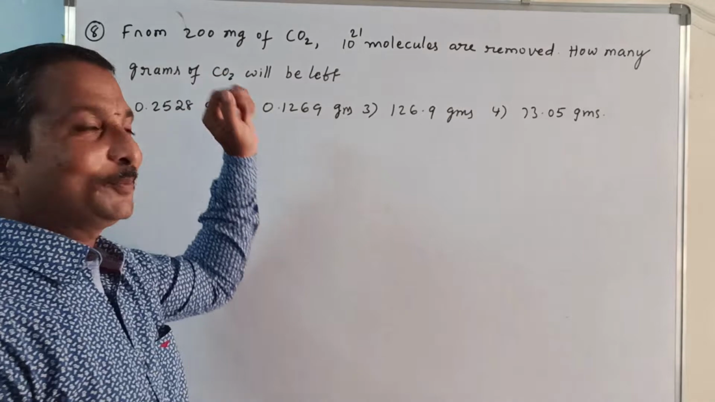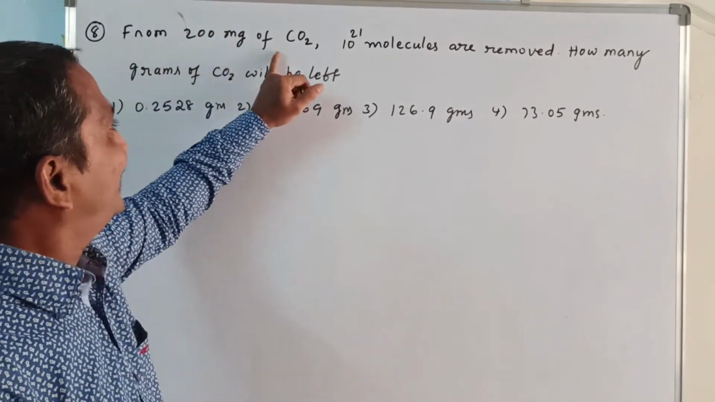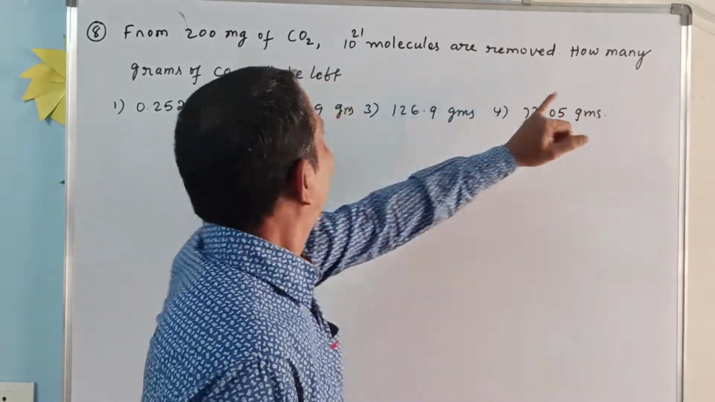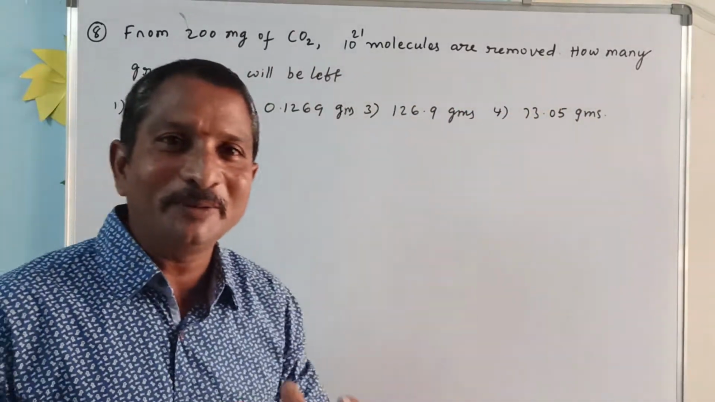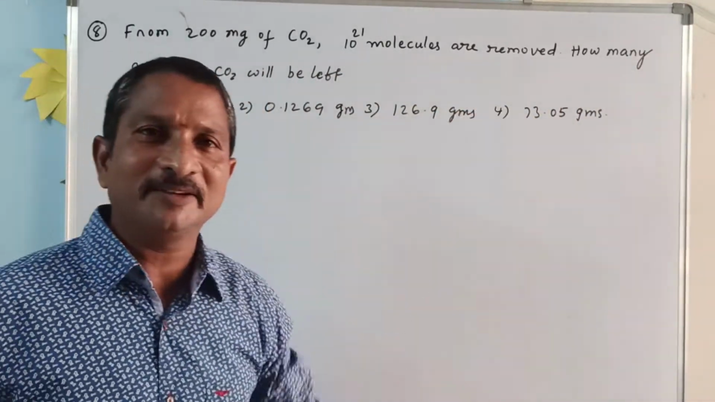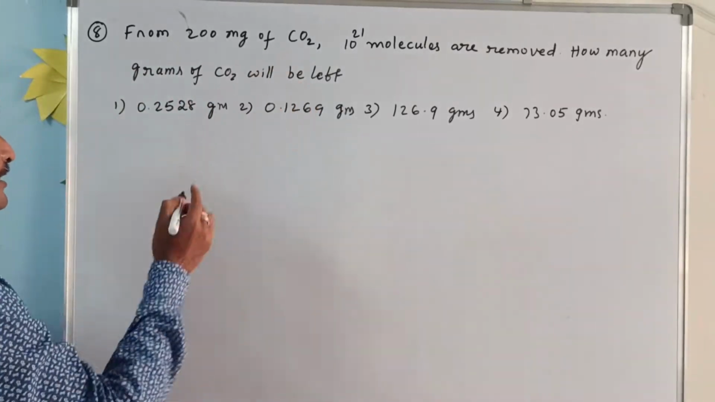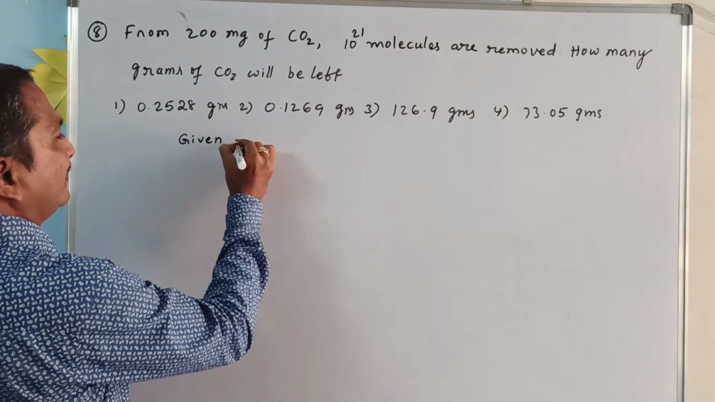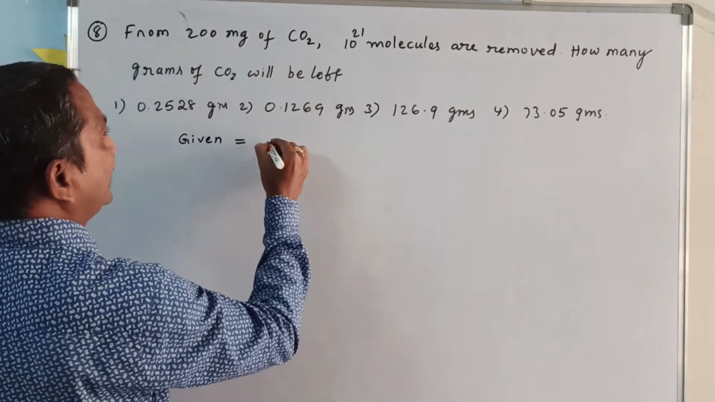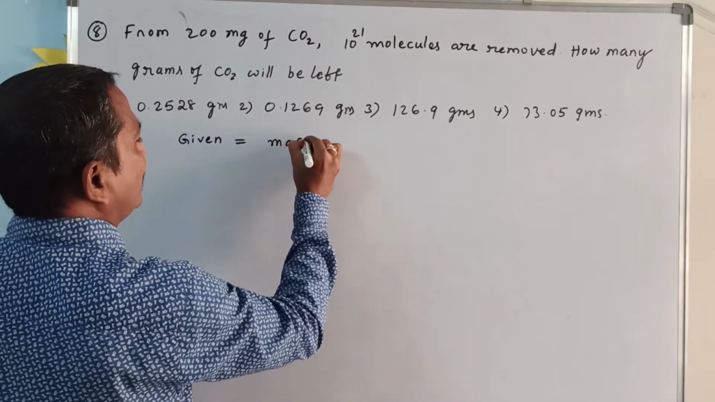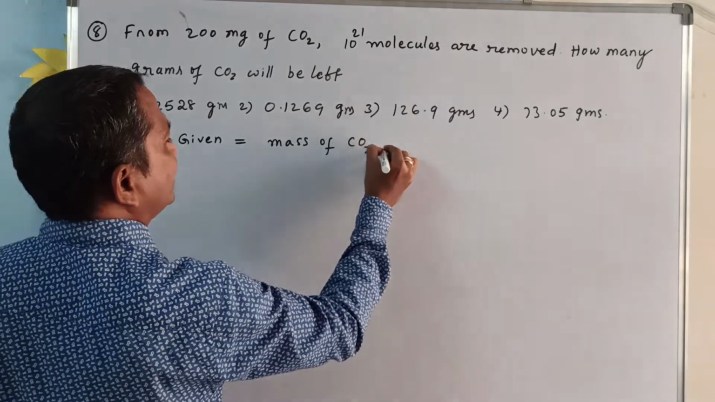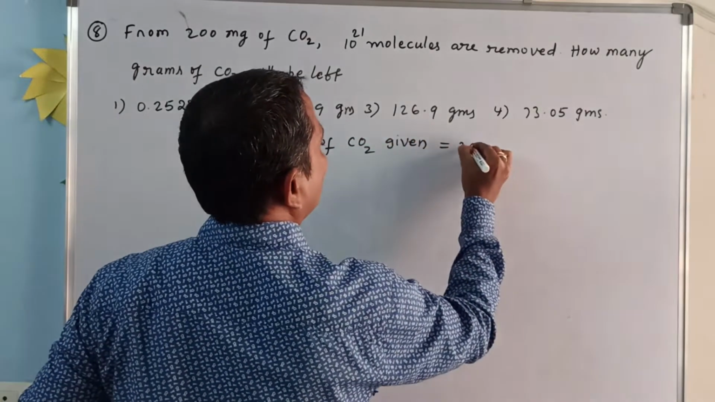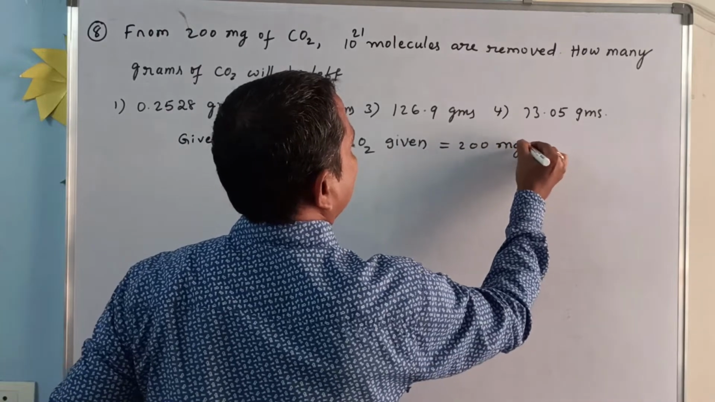Let us see the 8th problem. From 200 milligrams of carbon dioxide, 10 power 21 molecules are removed. How many grams of CO2 will be left? Again, 4 options are given. We have to write the given condition. What is given? 200 milligrams of carbon dioxide. The mass of carbon dioxide given is equal to 200 milligrams.